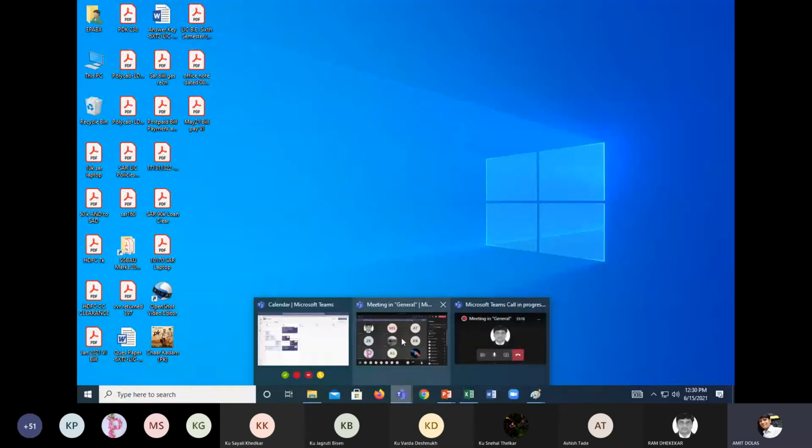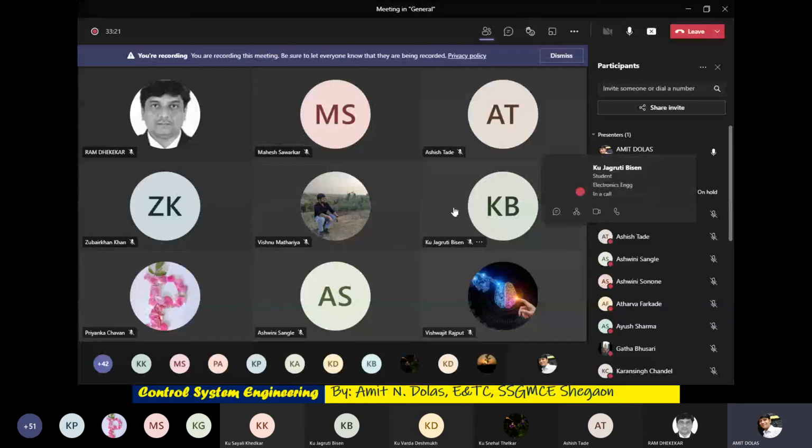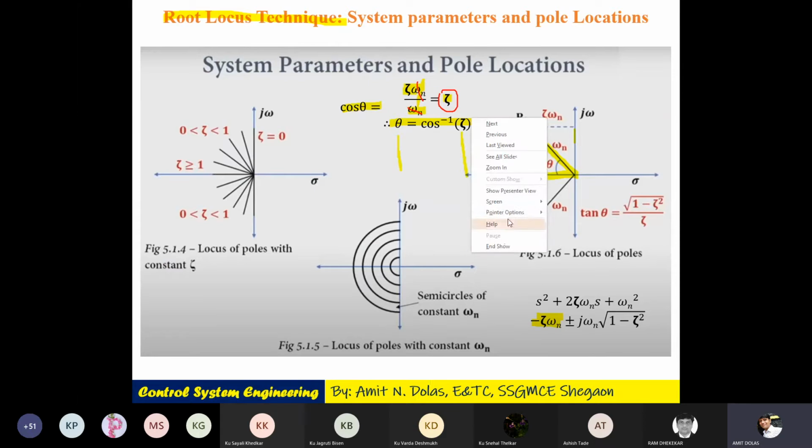Are you with me or lost the signal? Yes, to move further, I need a reply. I said, if I have 45 degrees, suppose theta, and zeta will be having some value. What I mean to say, I'll repeat it. Okay.